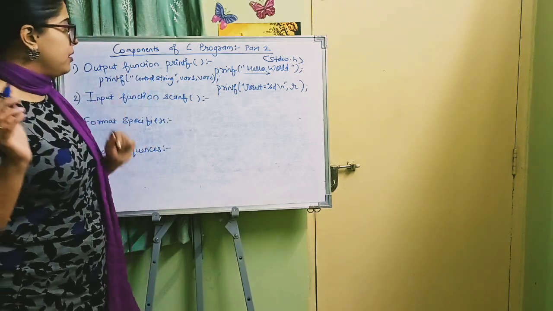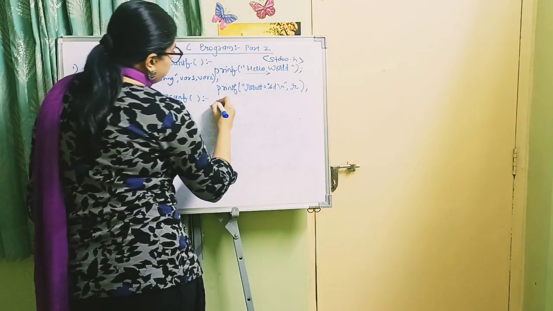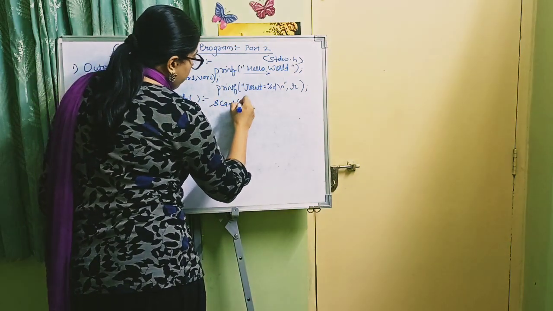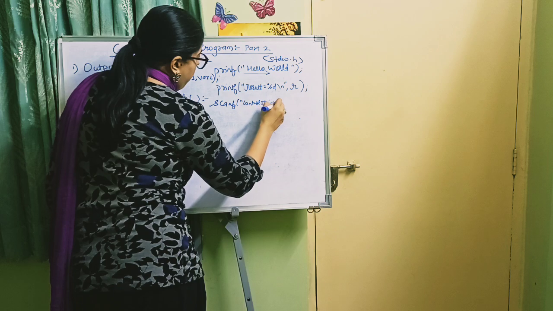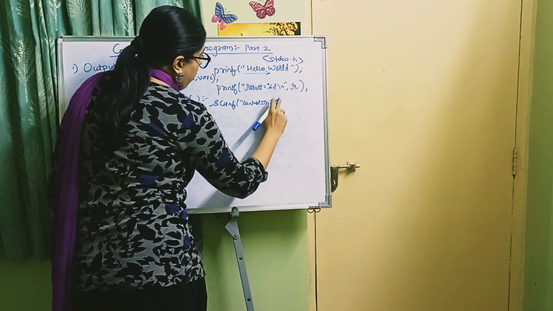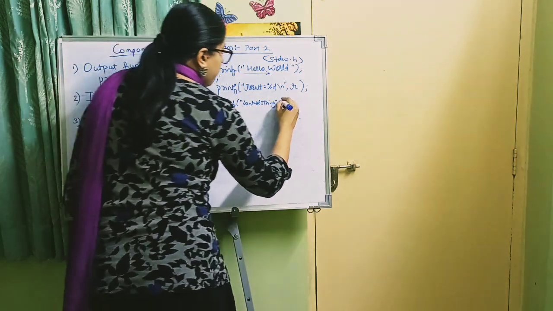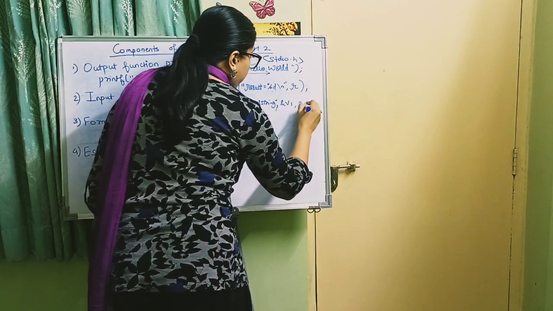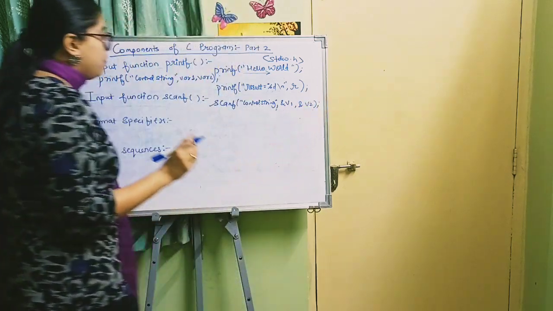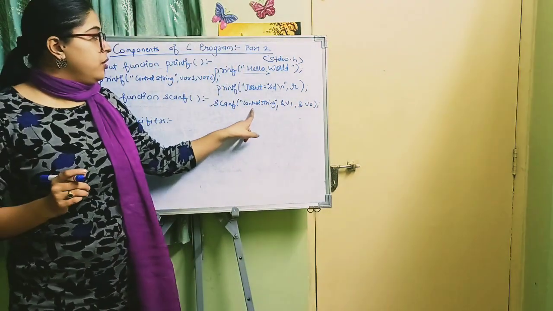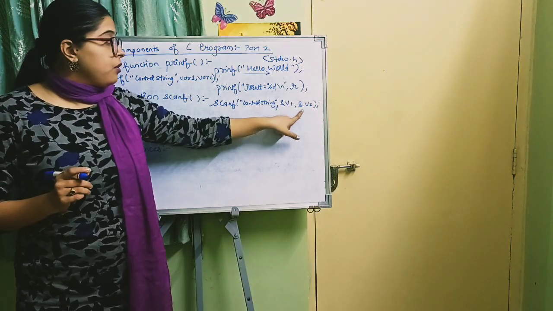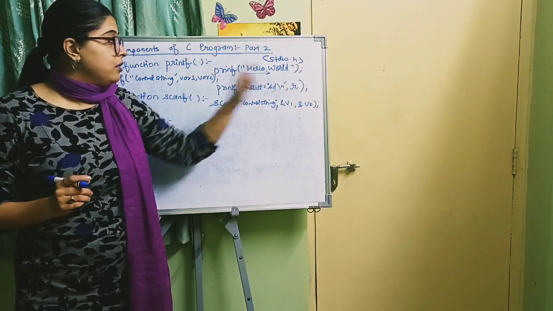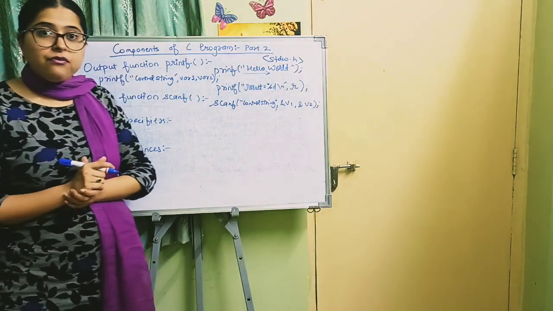Now let's see the format of scanf. The format of scanf is scanf(control string, &v1, &v2); This is the format of a scanf statement.